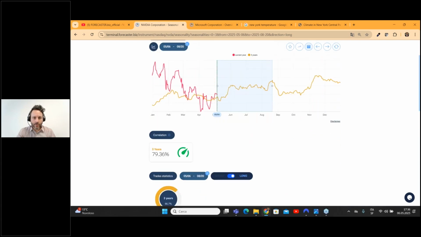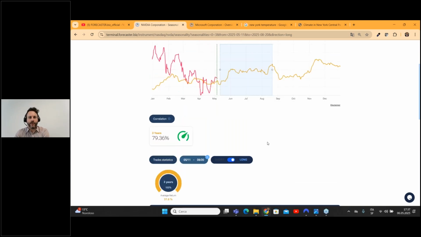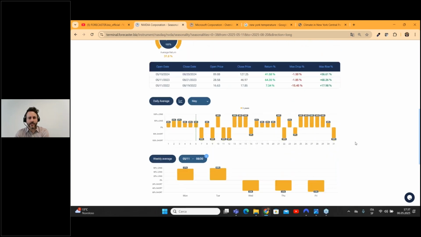And of course, if we go here, we can expect a downward movement in the next few days, and then an upward movement that can have a very interesting 37% average return for 3 months. Okay, this is really interesting. Of course, you also have the daily average, which is something interesting.